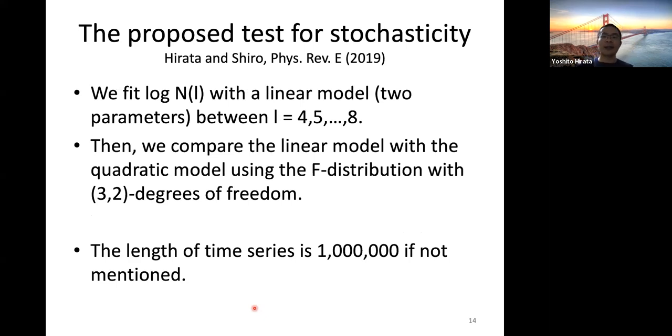To test the property of non-exponential growth from the time series, we would like to fit the logarithm of the number of appearing ordinal patterns with a linear model. If the linear model fits well, the growth of appearing ordinal patterns is exponential. For comparison, we also fit a quadratic model for the logarithm of the appearing ordinal patterns. And we compare these two models, to see which is better, by using the F distribution with the appropriate degrees of freedom.